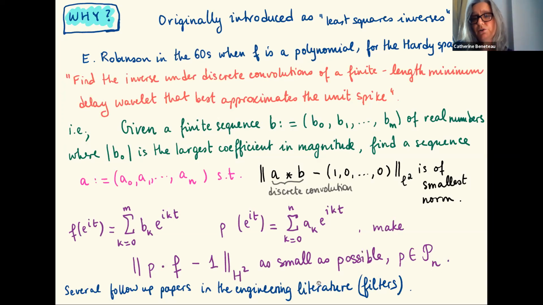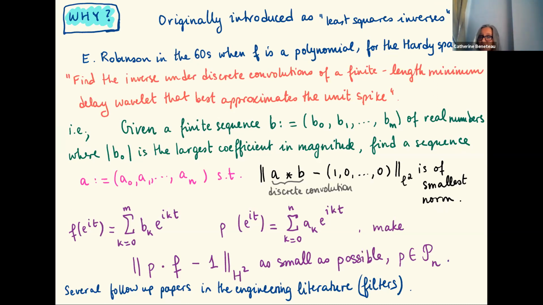So why study these polynomials? Why are they of interest? What are they connected to? Actually, I didn't know this when I first started working on these problems with my co-authors that I'm going to talk to you about. But originally, these polynomials were introduced. They were called least squares inverses in H2. So for the Hardy space H2, Robinson in the 60s, in 1963, this is a quote from what he wanted to do. He wanted to find the inverse under discrete convolution of a finite length minimum delay wavelet that best approximates the unit spike. Okay, so what does this mean?